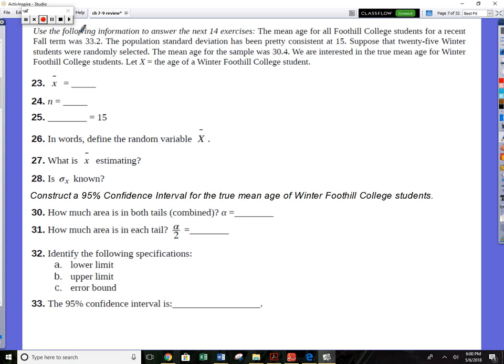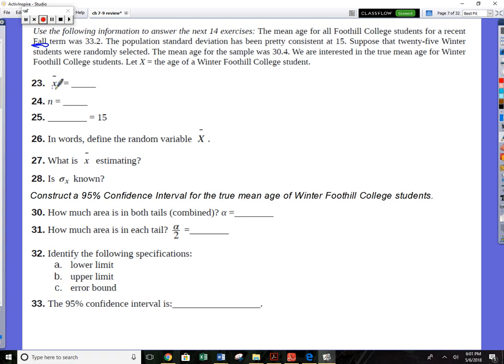So here we go. Use the following information to answer the next 14 exercises. The mean age for all Foothill College students for a recent fall term was 33.2. Population standard deviation has been pretty consistent at 15. Suppose that 25 winter students, so that was fall term, so now we're in winter term, were selected at random. The mean age of this sample was 30.4. We're interested in the true mean age for the winter students.